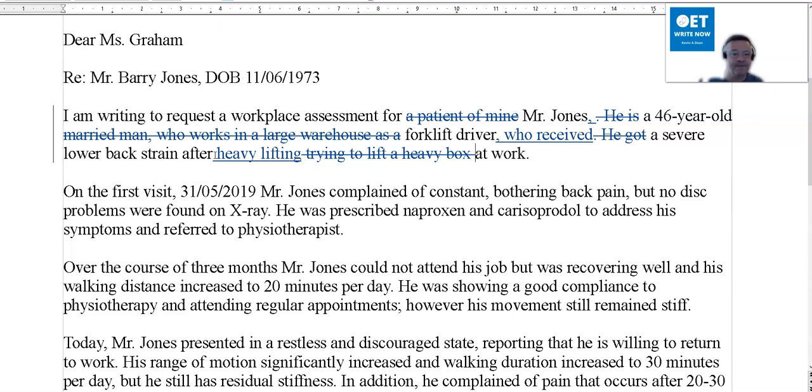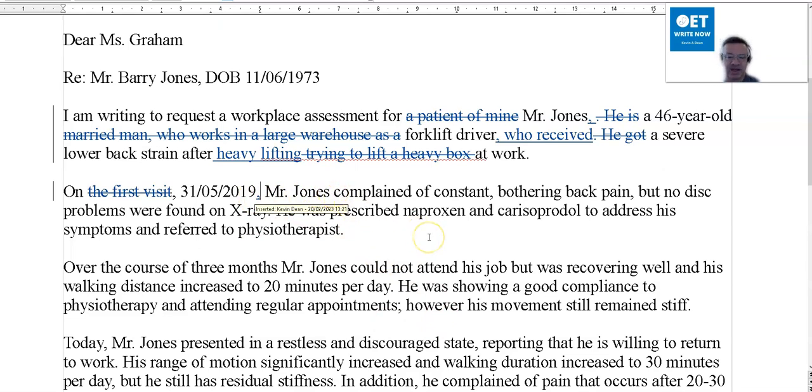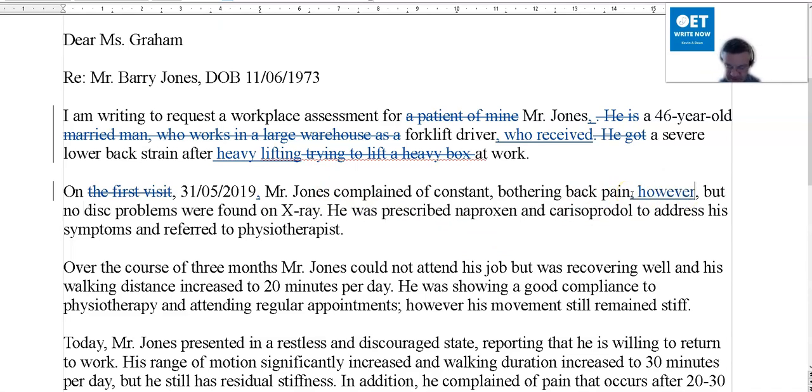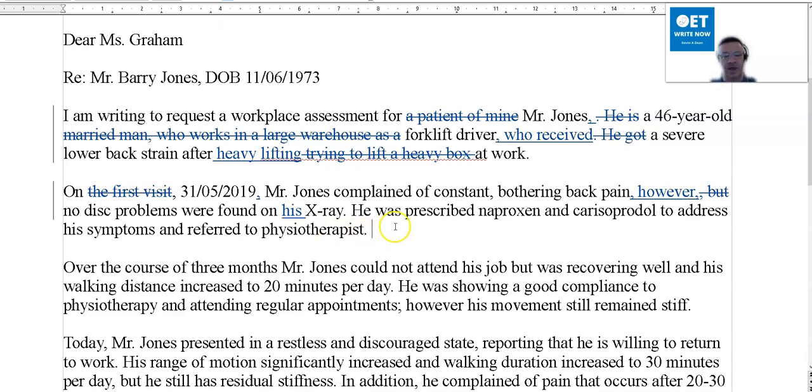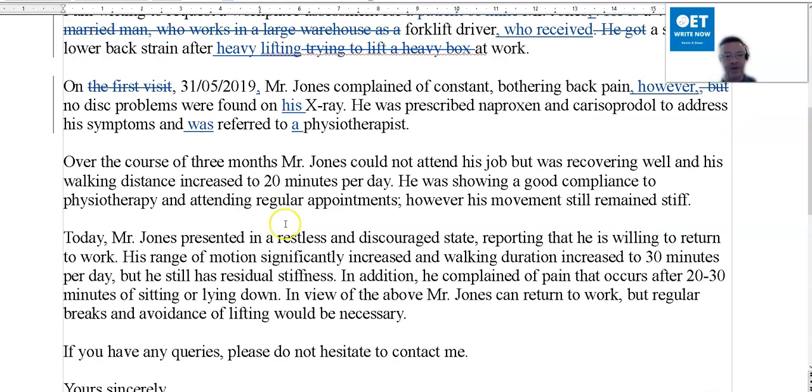That's it, okay? On the first visit, just say on and just put a date of the 31st of the 5th, comma, Mr. Jones presented complaining of constant bothersome back pain. However, no disc problems were found on his x-ray. He was prescribed medication to address his symptoms and was referred to a physiotherapist. Okie doke. Over the course of 3 months, Mr.